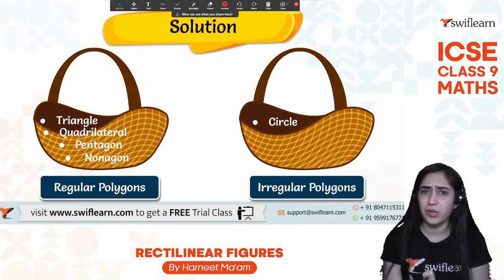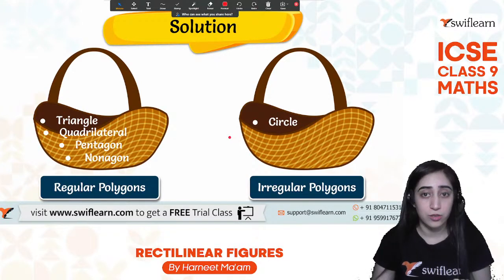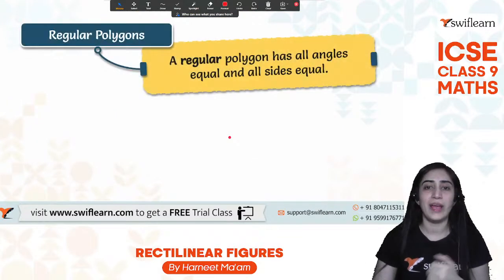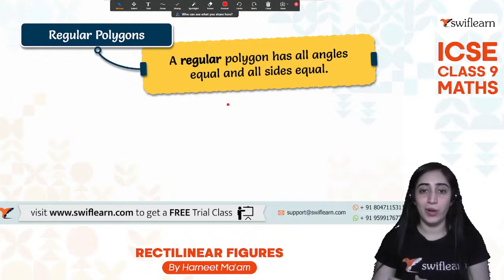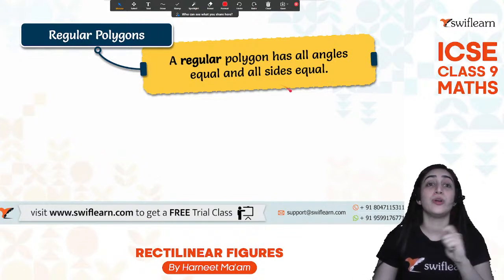So does a circle have a straight line? No, right? So that's why we'll say it's an irregular polygon or it's not a polygon. All right, so let's understand what are regular ones and what are irregular ones. Regular ones are all the angles are equal and all sides are equal.